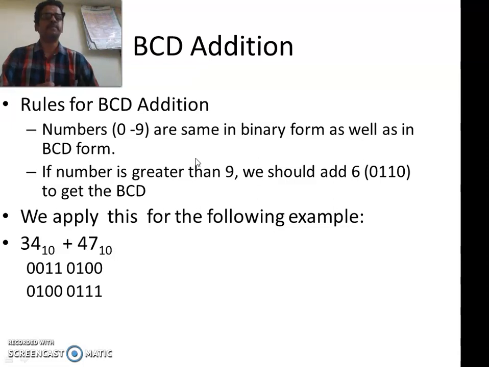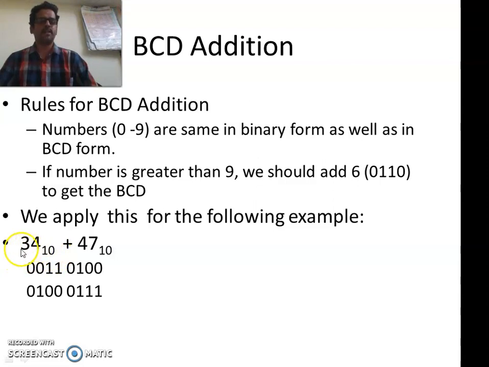So the digits 0 to 9 can be represented in the same manner in both binary form as well as BCD form. If the number exceeds 9, there needs to be a change. We need to make a small adjustment, that is, we need to add 6 to each wrong digit so that it can be converted to a valid BCD digit. Now we will see this concept through an example.